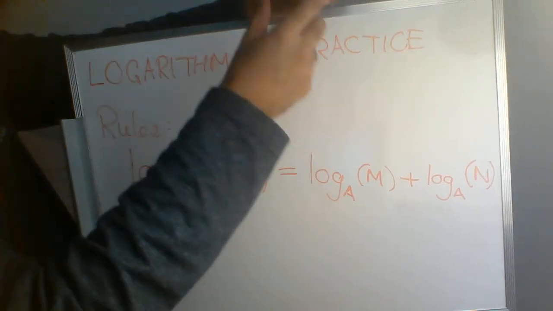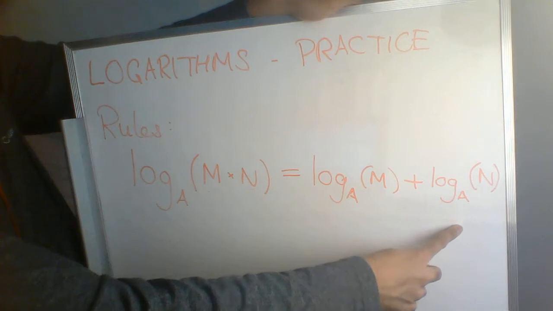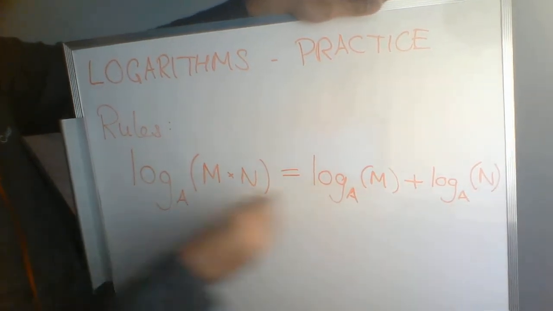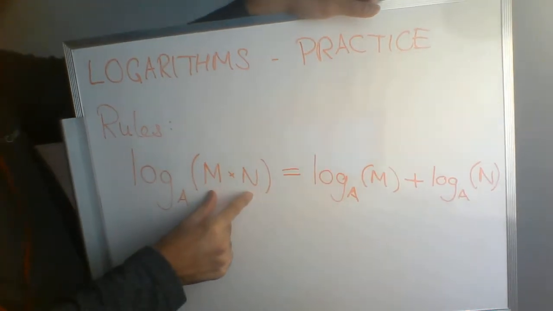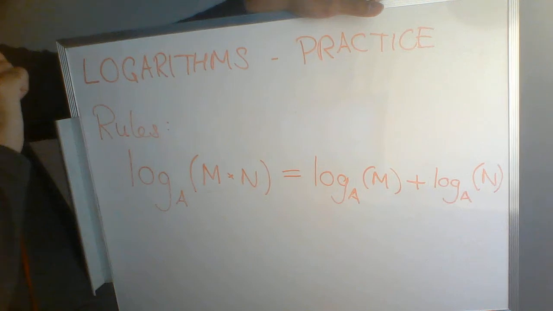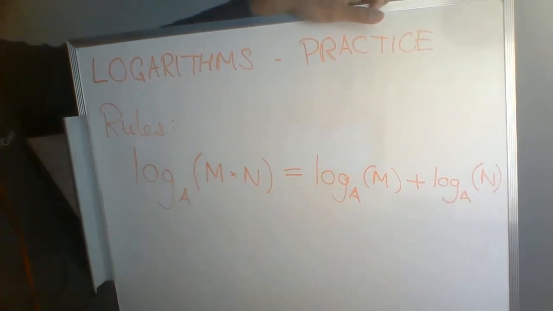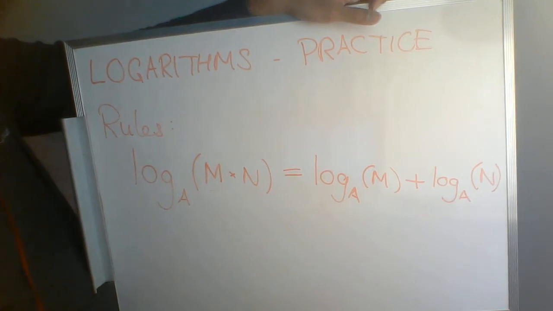So you could have like logarithm base 2 of 4 and logarithm base 2 of 64, and you could combine them together and take the 4 from here, the 64 from there, multiply them together and put them in these brackets here as one big number. And then you just have one logarithm to work with from there. So that's the first rule.